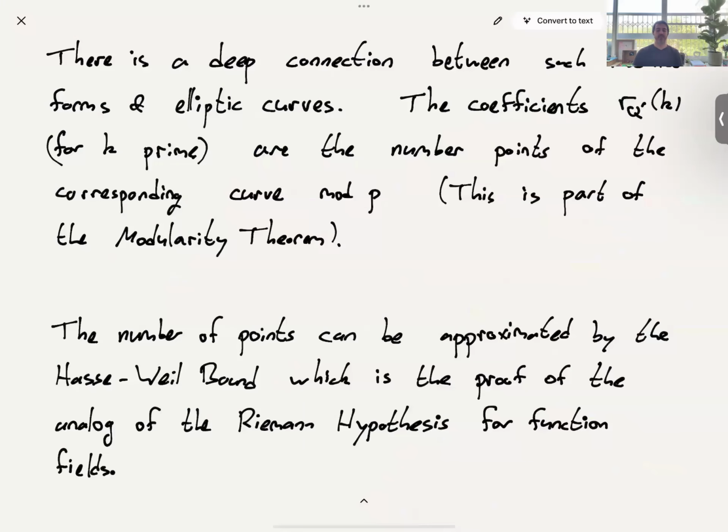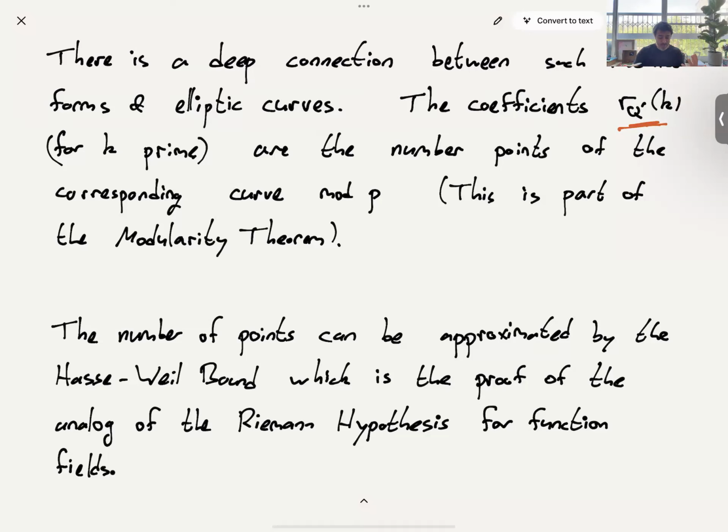And it turns out that these modular forms have a deep connection with elliptic curves. So in particular, the coefficient that we care about, that's what we want to bound, for k prime, but when k is not prime, it follows from the prime cases, exactly corresponds to the number of points of the corresponding elliptic curve when you look at it over the finite field F_p. So this is part of the much bigger modularity theorem. That's a deep result. It's not something that you can teach in one course, I guess.